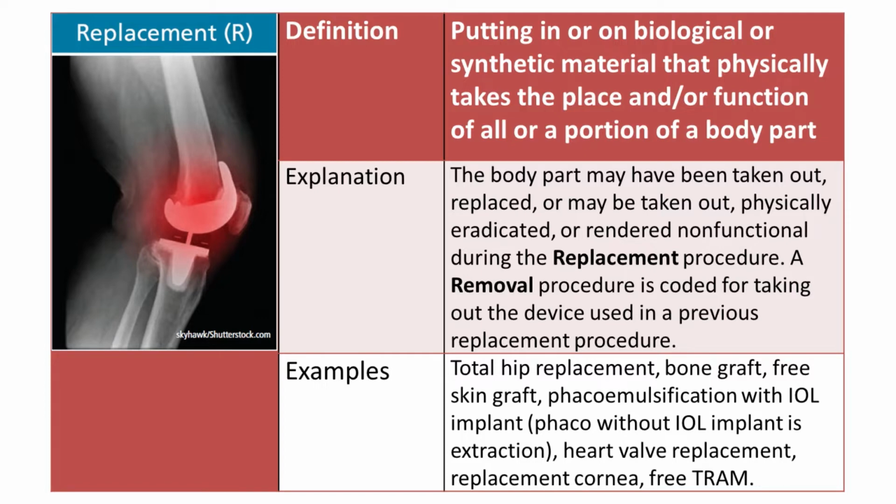A removal procedure should be coded separately for taking out the device used in a previous replacement procedure. So, if there is already a device in place, and if it is removed today, then you might need to code for removal as well. Now, the objective of the procedure coded to replacement root operation is to place a device that takes the place of some or all of a body part, which means it actually takes the place of a body part, but maybe partially. Okay, it also takes the function of a body part. Now, replacement encompasses a wide range of procedures, from joint replacements to skin grafts, of different kinds of skin grafts as well.